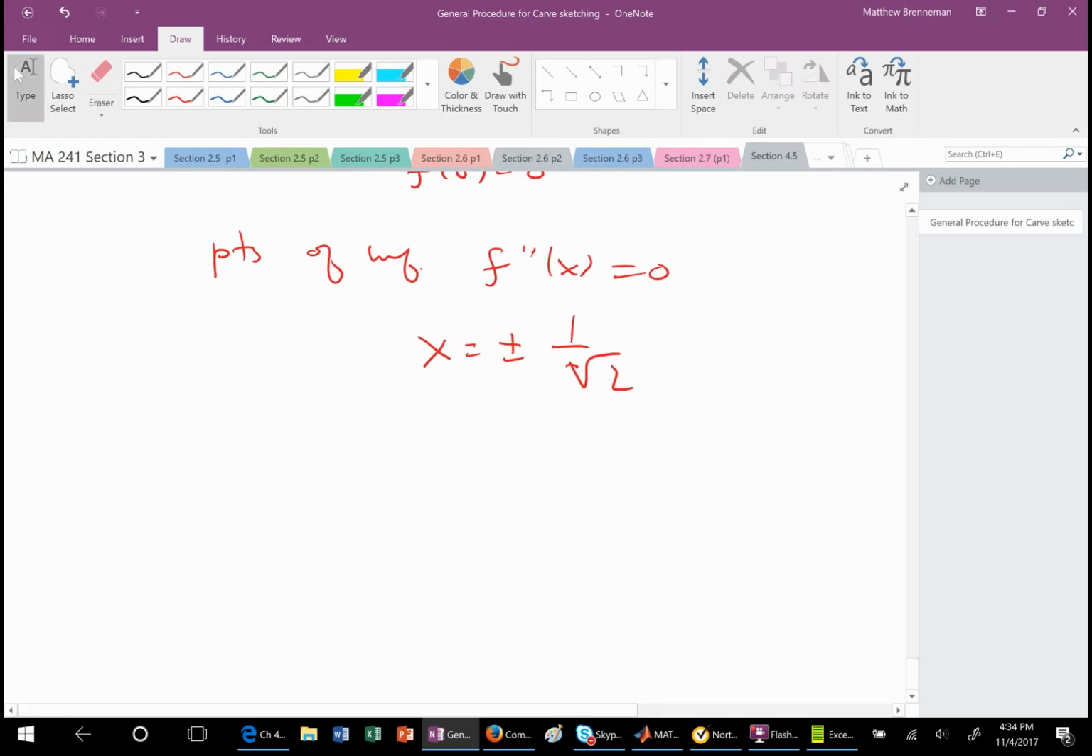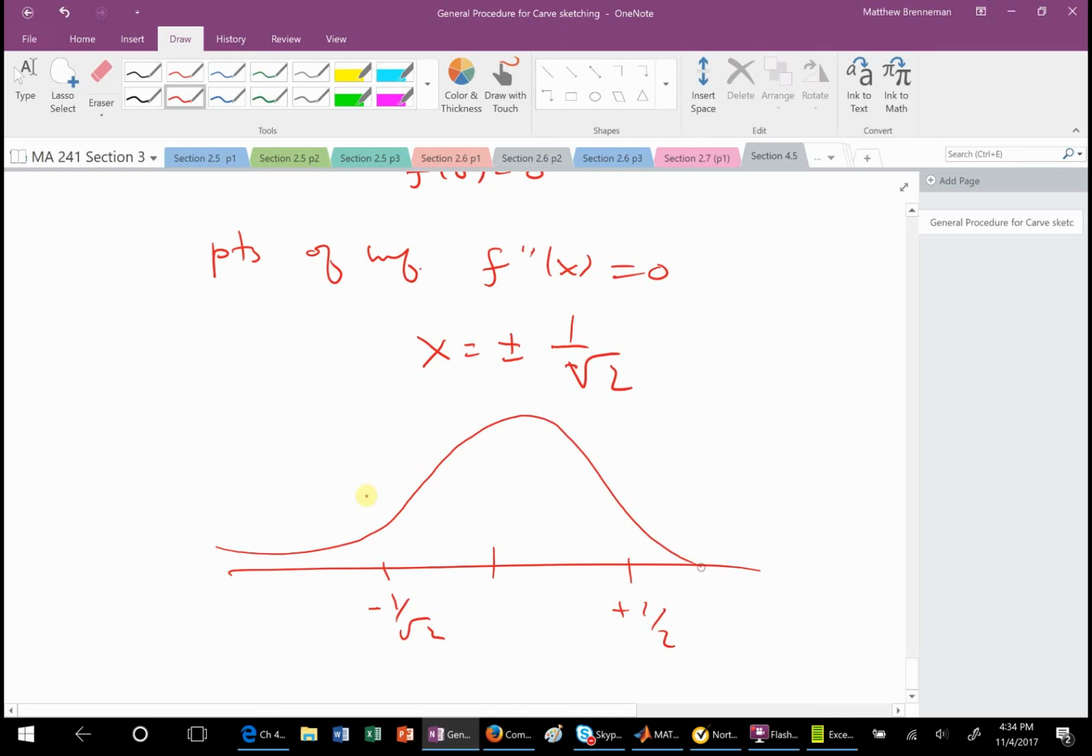So you already know what you should see, but you can verify it with the calculation. So here's what I should see for the second derivative. This is minus 1 over the square root of 2, positive 1 over the square root of 2. I should see something like this, right? So here the second derivative is positive, negative, positive. Okay? That's what you should see. But verify.